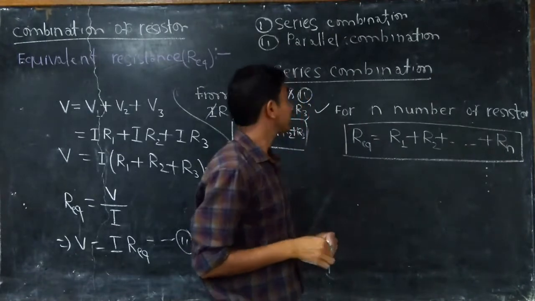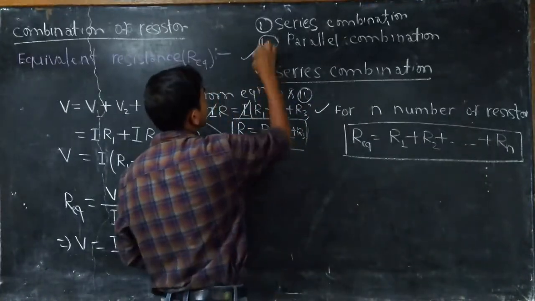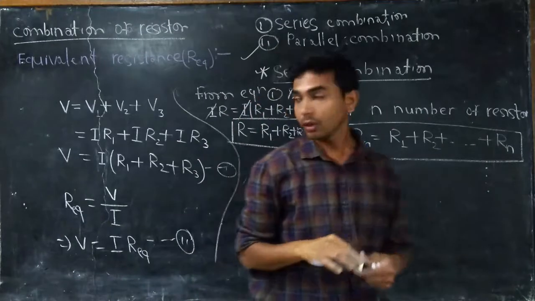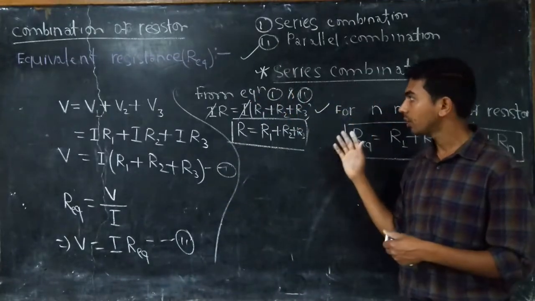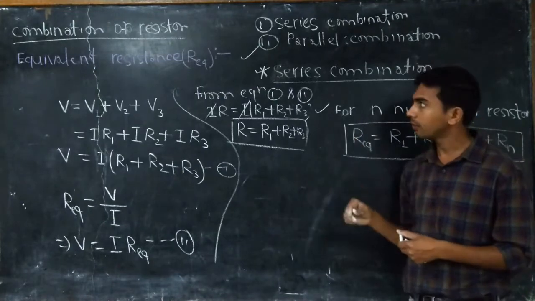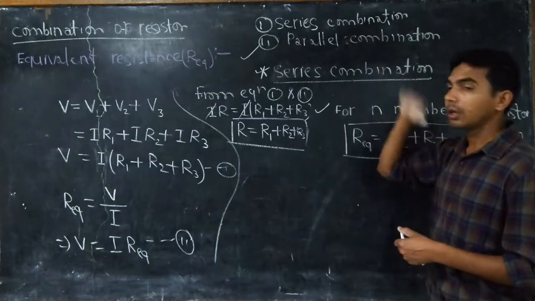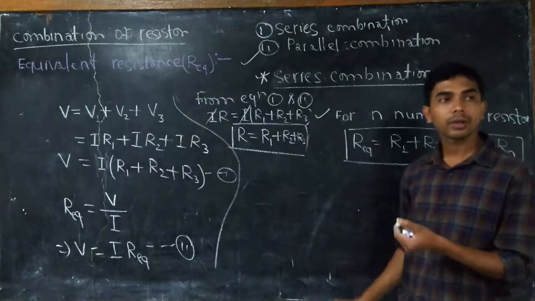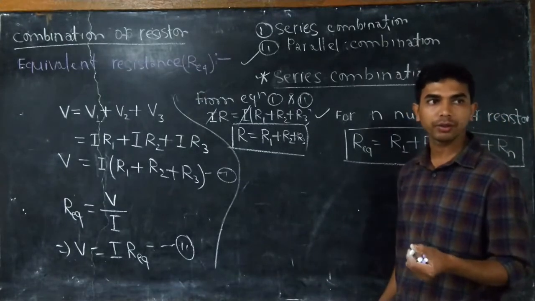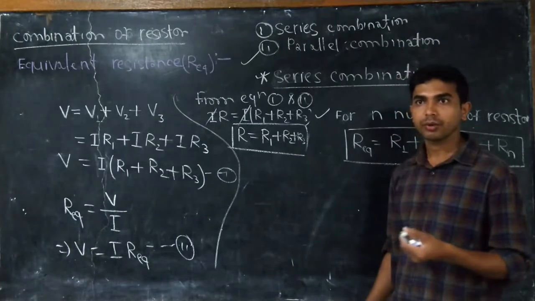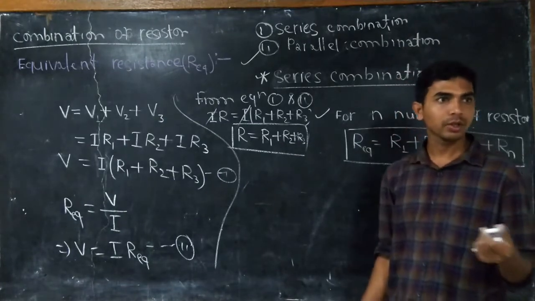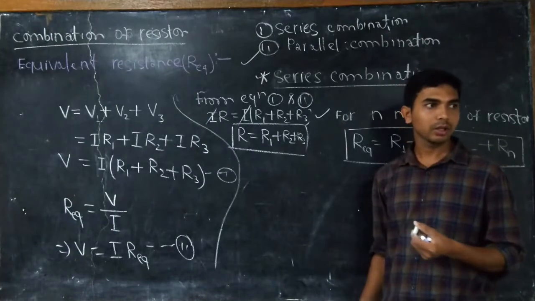Now next we are going to discuss parallel combination. So this part you have written. Write it first and then I will discuss parallel combination. These things are already discussed in your class 10th, right? So that's why I'm trying to finish this one fast. Just take it as a revision, right?